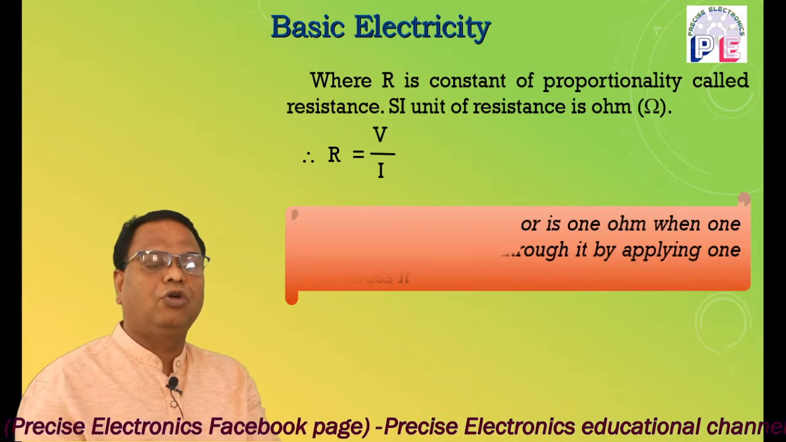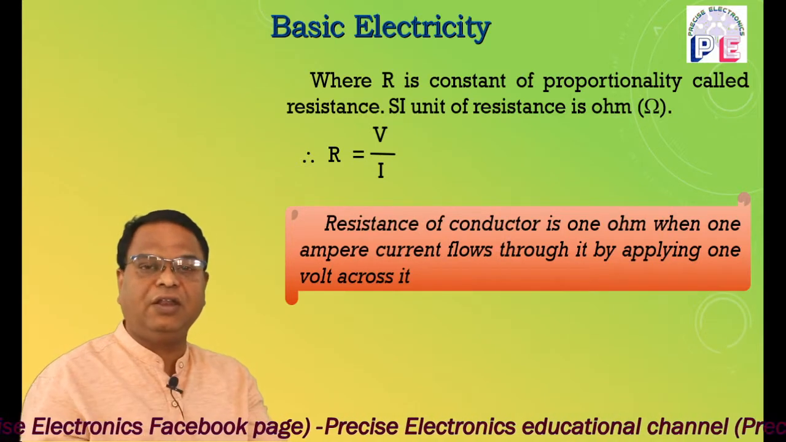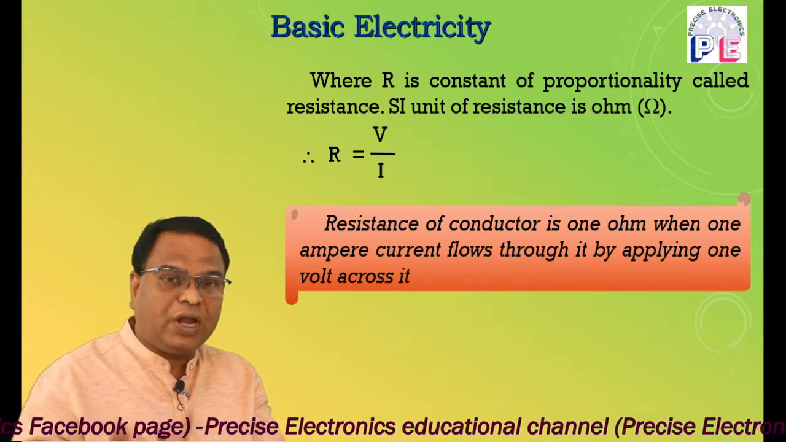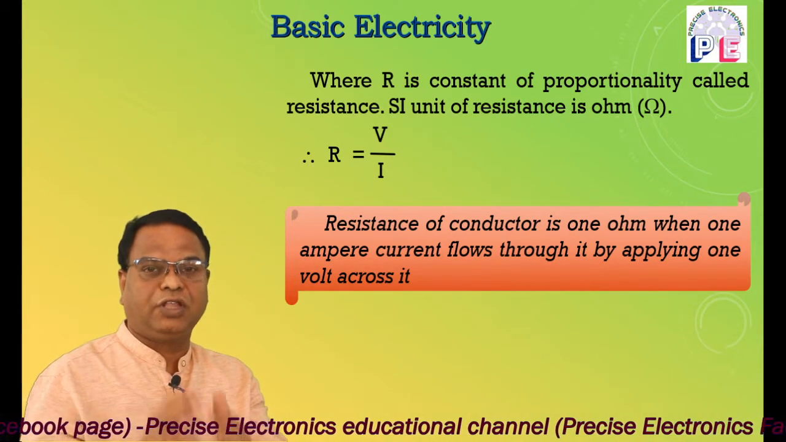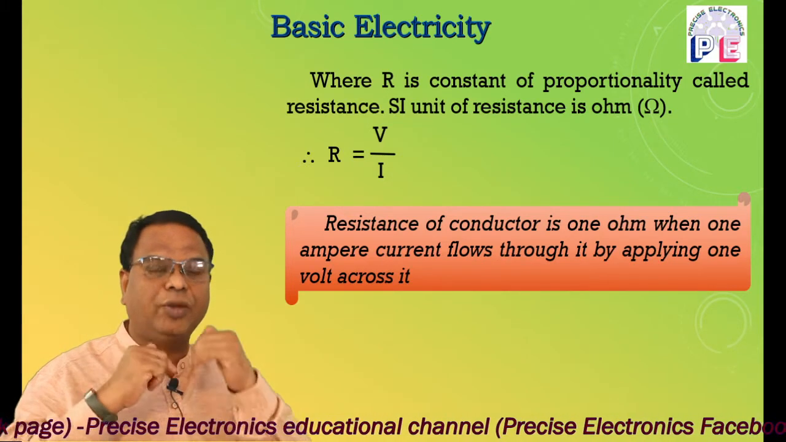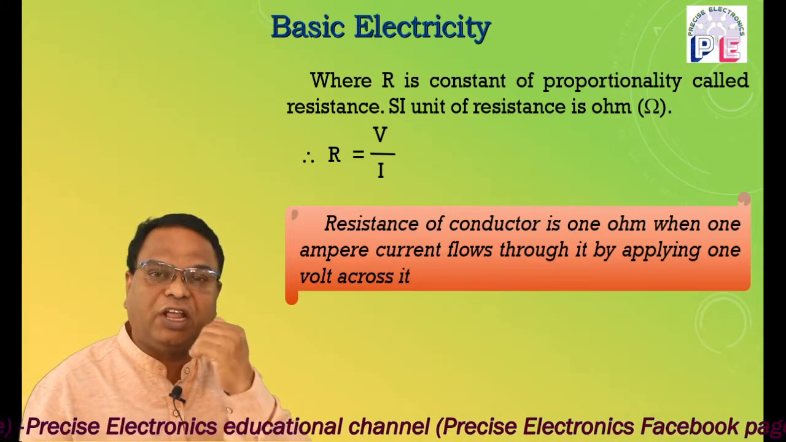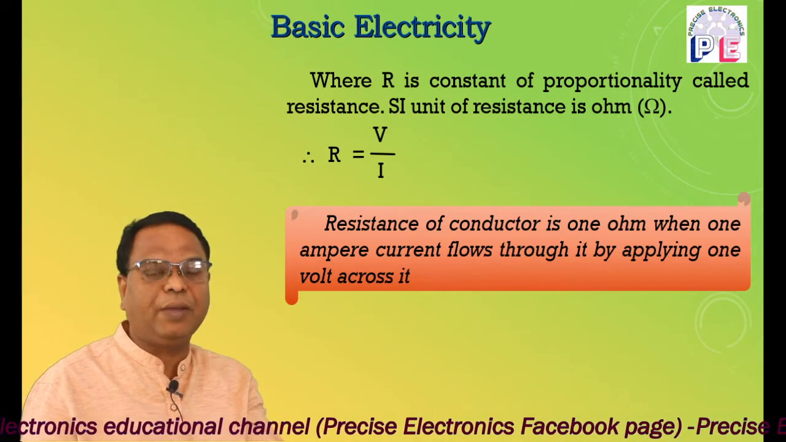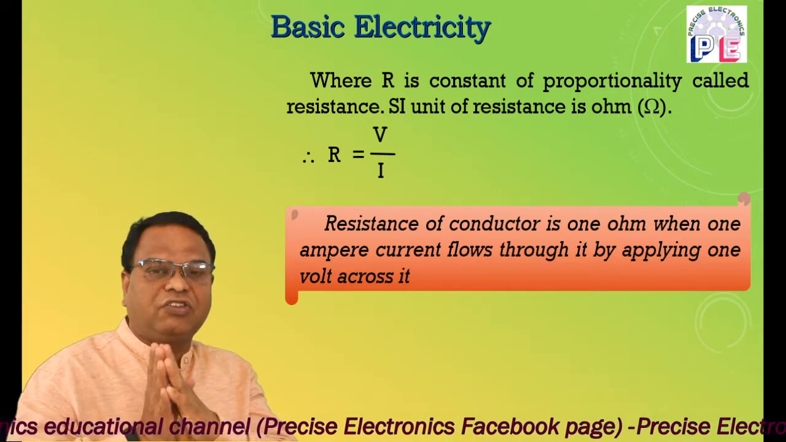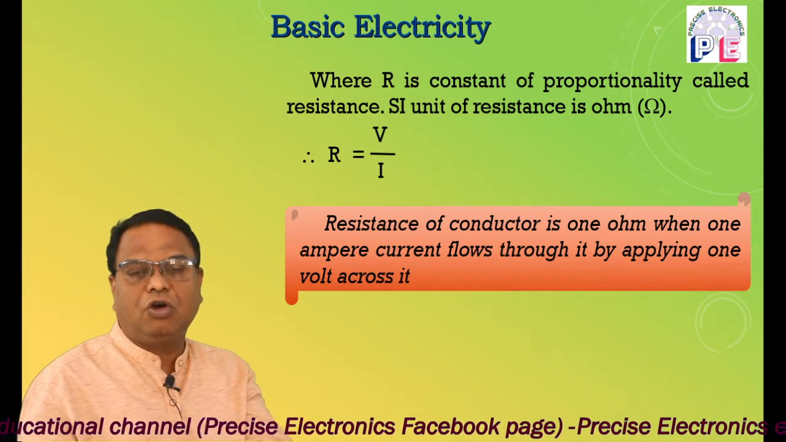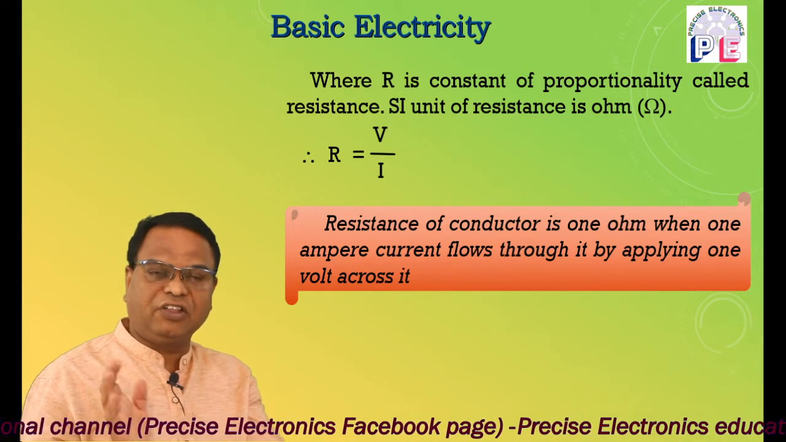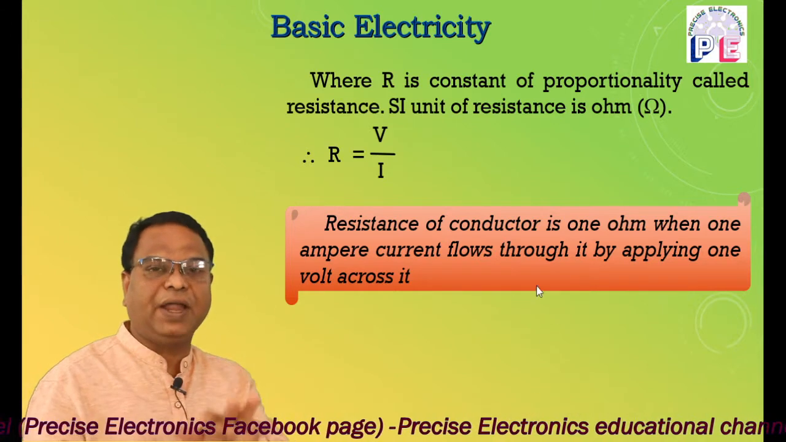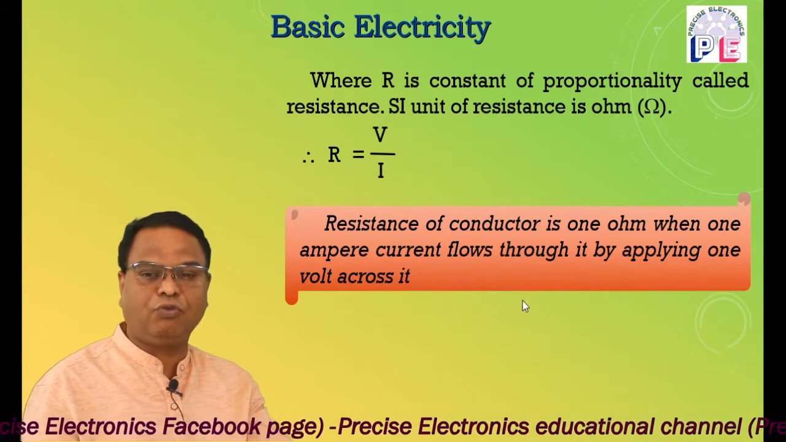What is 1 ohm? 1 ohm is the resistance of a conductor when a current of 1 ampere passes through the conductor when we apply 1 volt potential. That means when 1 volt potential drop is developed across the conductor, or 1 volt potential is applied across the conductor, and the current flowing through the conductor is 1 ampere, then the resistance of that conductor is 1 ohm.